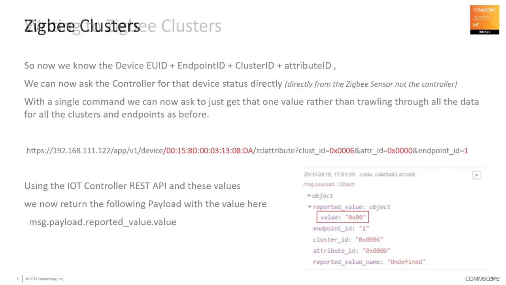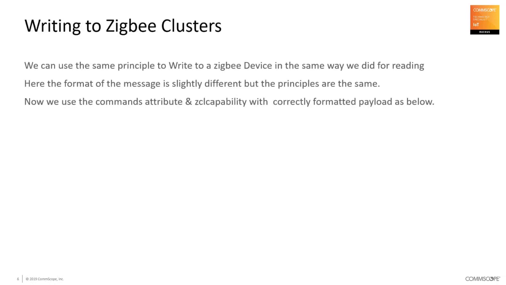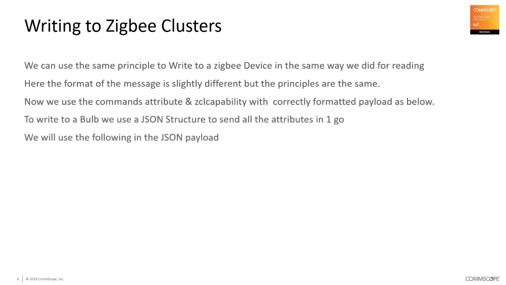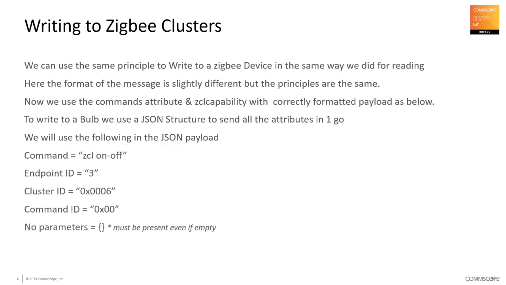Now, we can do exactly the same thing with writing to devices using Zigbee clusters as we can to reading from a device. So the same principle applies. The only difference now is that we use a command attribute to read or to write the output with a correctly formatted message. So, for example, if we take a light bulb and we want to turn the light bulb on or off, we can use exactly the same information. So we need to know the command. So we're going to use the Zigbee cluster command on off, which is a standard Zigbee command.